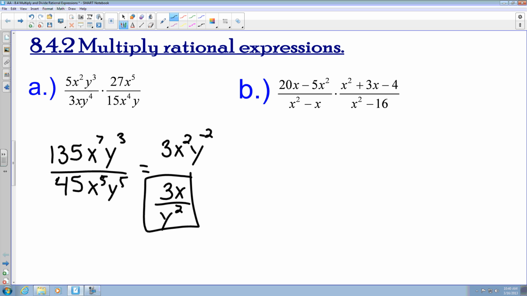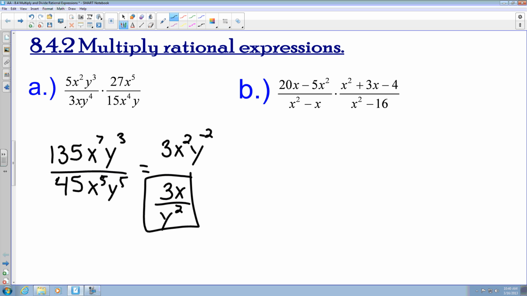So now for b, I have 20x minus 5x squared divided by x squared minus x, multiplied by x squared plus 3x minus 4, all divided by x squared minus 16. So before I multiply, let's see if I can factor things out.